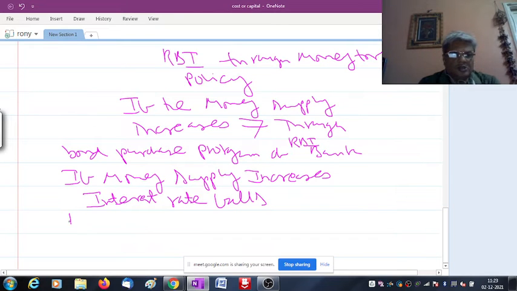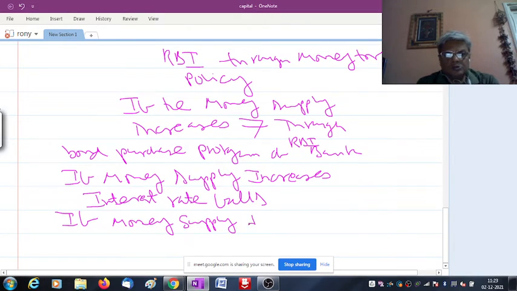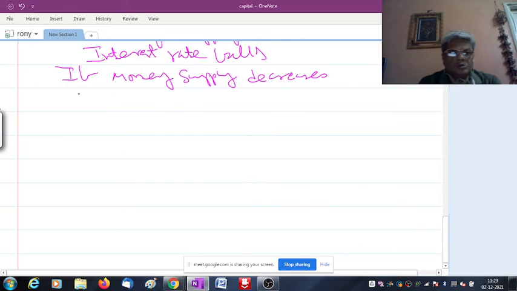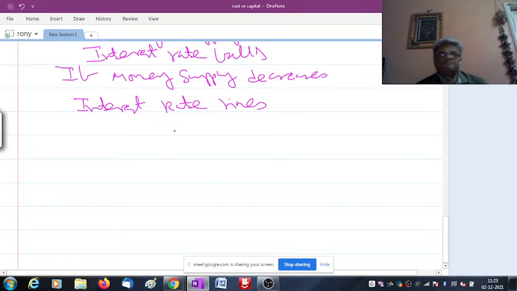Similarly, if money supply decreases, interest rate increases. Interest rate rises. Okay. And how does money supply decrease? Any idea?